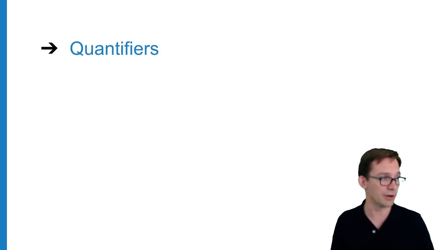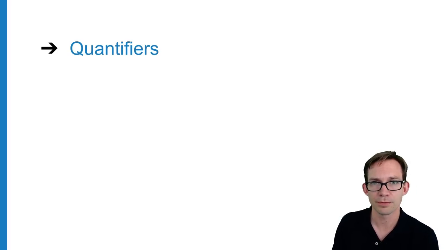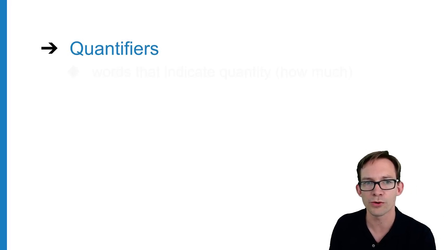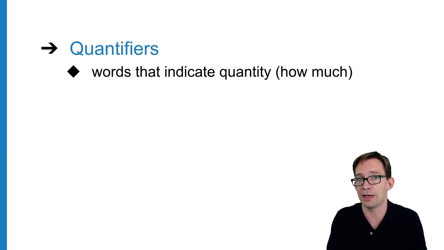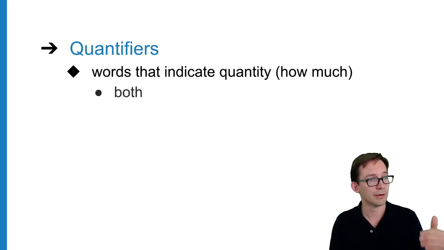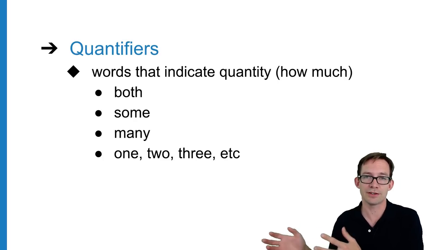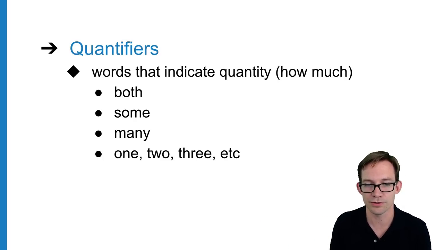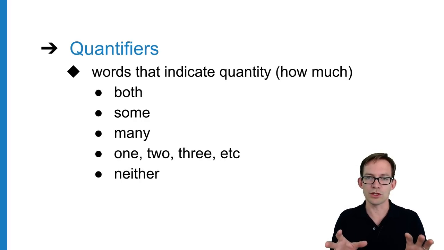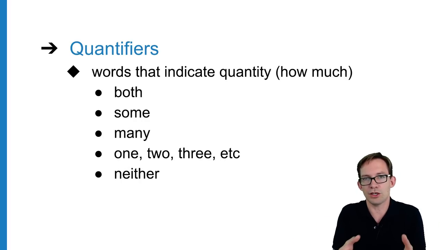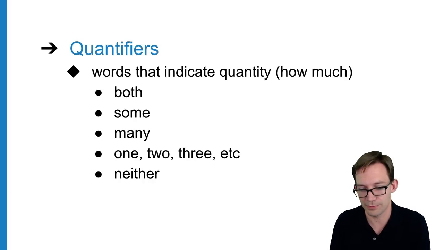Let's talk about quantifiers. Now a quantifier is any kind of word, usually a determiner or a pronoun, that indicates or shows quantity, meaning how much. So words like both, some, many, 1, 2, 3, 4, 5, 6, all of these numbers are quantifiers, right? Neither is a quantifier as well. All of these words we use to show how much. Now we can use these in these formal adjective clauses.